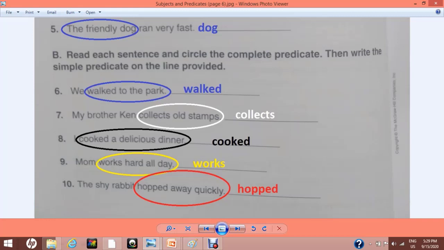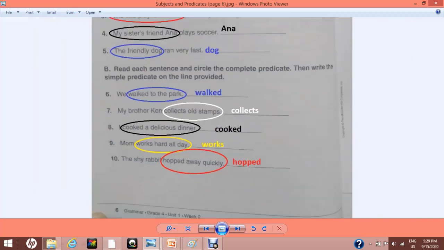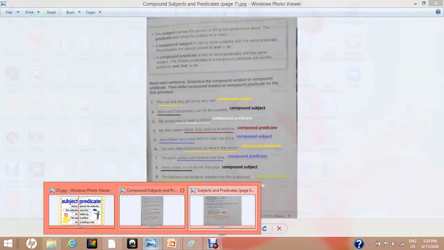Mom works hard all day. Now works is a simple predicate. Works hard all day will become the complete predicate. Hopped away quickly will become the complete predicate which will be circled, and only hopped will be called a simple predicate. So far we have done our two exercises on page number 6. Now we will move towards the next exercise on page number 7.